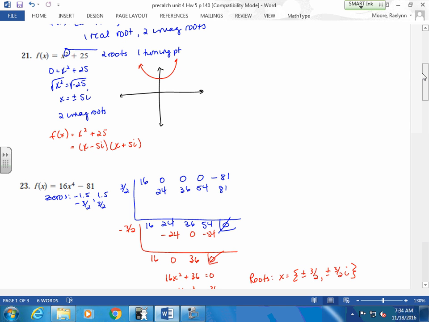I set it equal to 0, and I find my imaginary roots. Your imaginary roots, again, are always going to be a conjugate pair: a plus and a minus with the i.